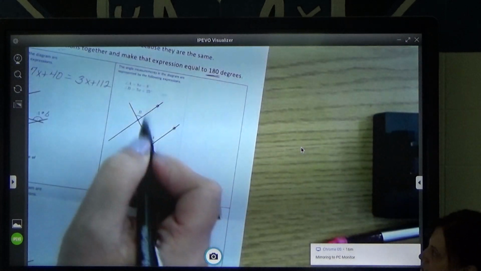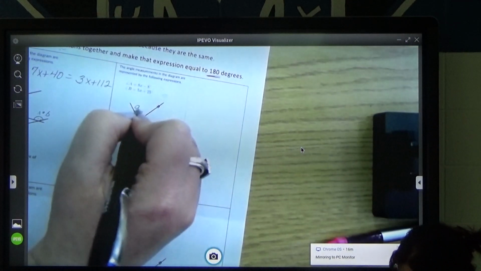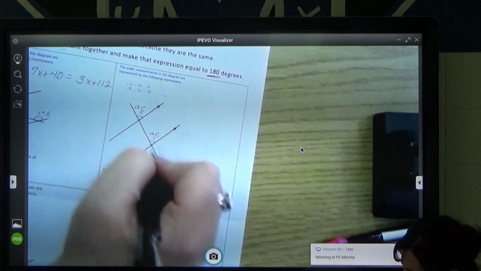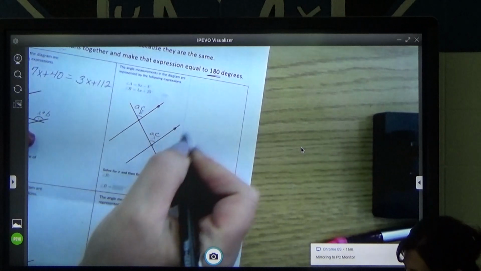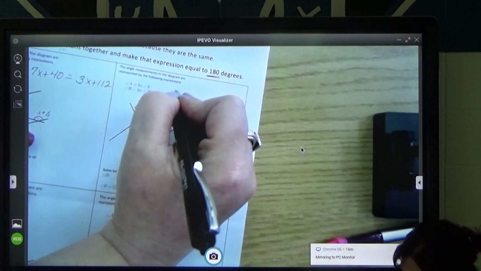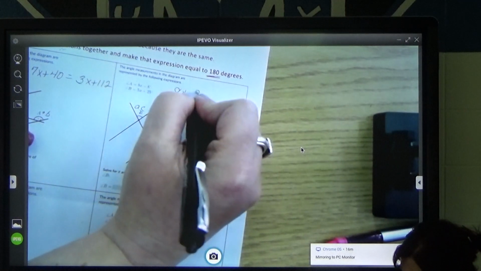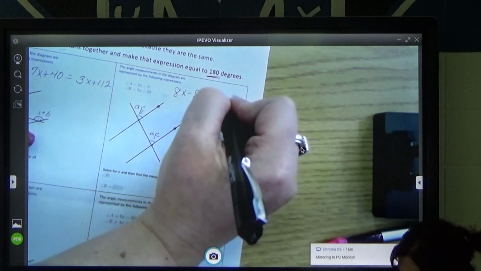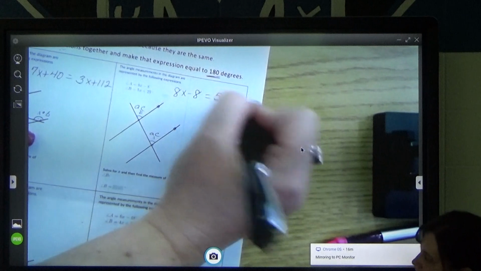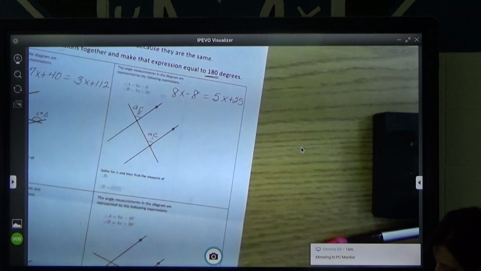On our second example, these are both acute angles, and I know in this shape, acute angles will always be equal to each other. So again, I set up this equation by saying the 8x minus 8, the expression for A, is equal to 5x plus 25, the expression from B.